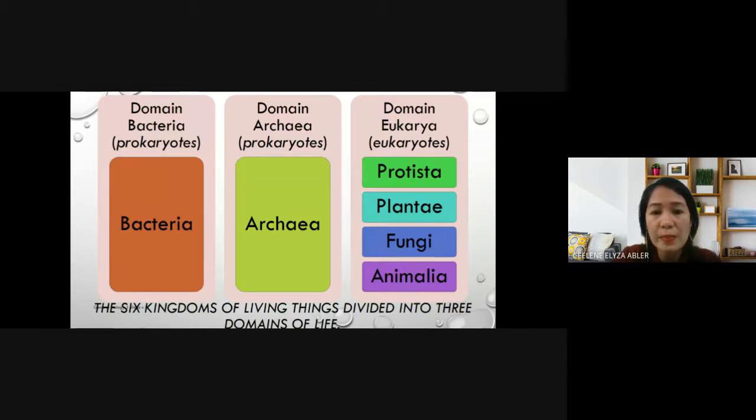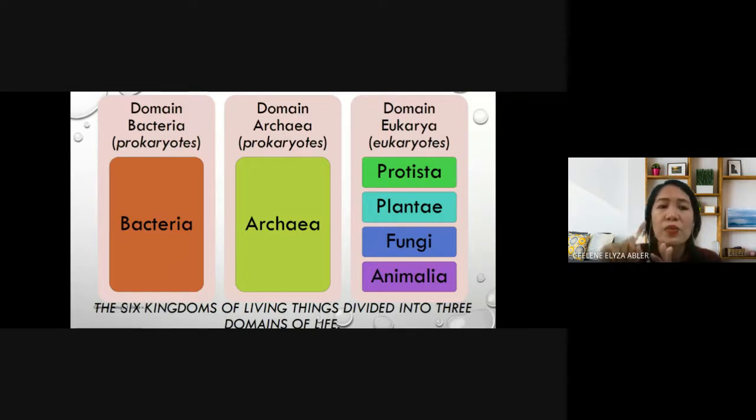The good thing about this arrangement is that it is much easier for those who study the systematics of organisms, which we will discuss in quarter 3. So it is now easy to classify organisms.